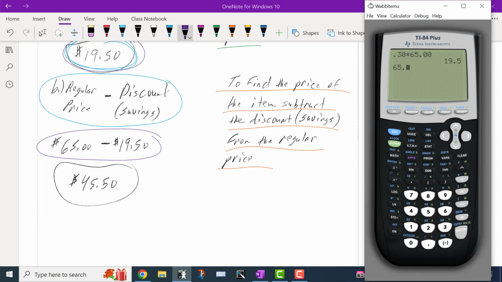So $65. And then I'm going to subtract $19.50. And when I do that, the cost of the jeans is going to be a total of $45.50.